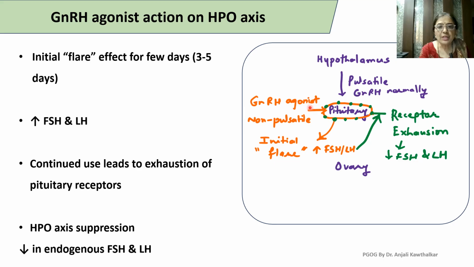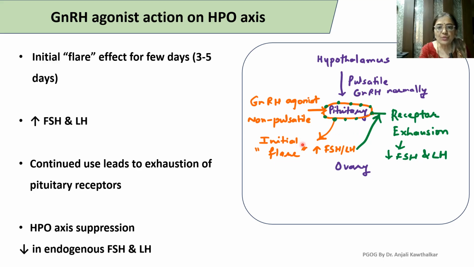But whenever we give a GnRH agonist, it is in a non-pulsatile, continuous fashion, and that leads to receptor exhaustion at the level of the pituitary. This is the most important mechanism of action. I want all of you to understand that GnRH agonist leads to down regulation by this continuous non-pulsatile administration, which leads to receptor exhaustion, and that is why there is a reduction in FSH and LH. That is how it leads to HPO axis suppression.